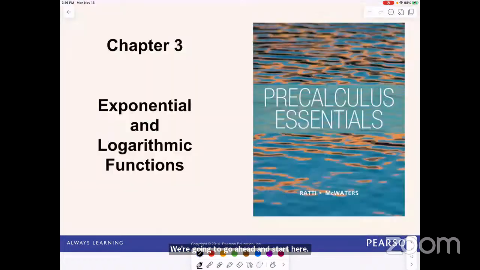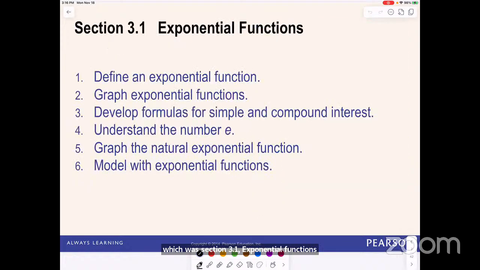Let's go ahead and start here. All right. So today we're working on chapter 3, which is section 3.1, exponential functions. This is going to be the only section that we work on in chapter 3 for this course. And a few objectives here. One, define an exponential function. Two, graph exponential functions. Three, develop formulas for simple and compound interest. Four, understand the number e. Five, graph the natural exponential function. And six, model with exponential functions.